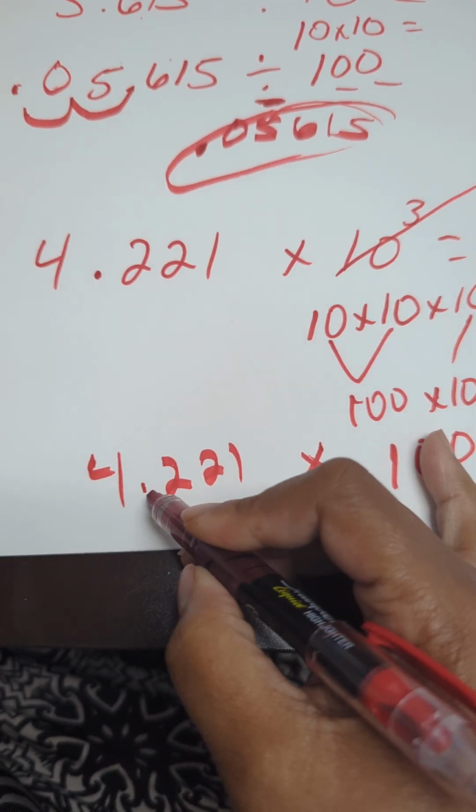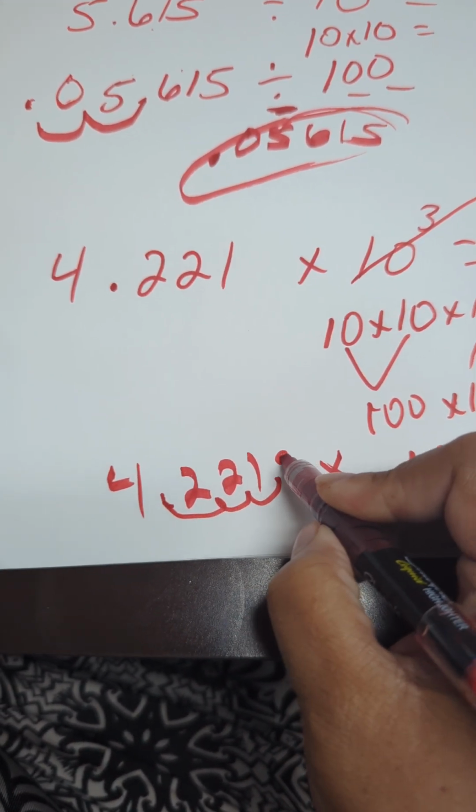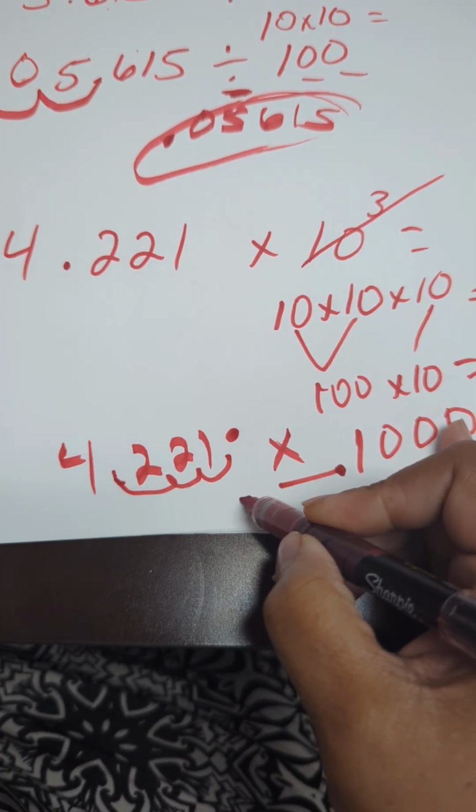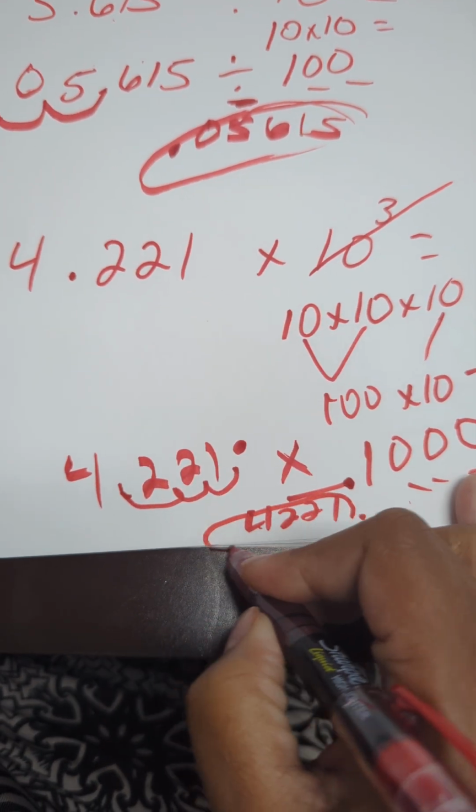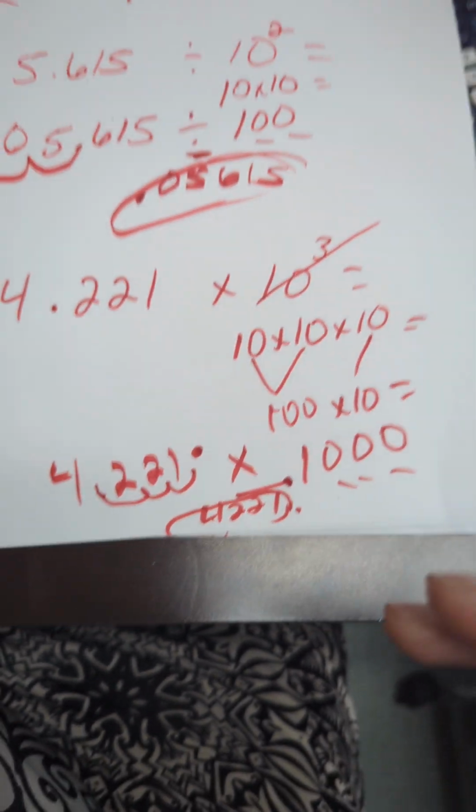So let's move our decimal. 1, 2, 3, replace the decimal, and our answer here is 4221 with a decimal at the end. So 4,221.